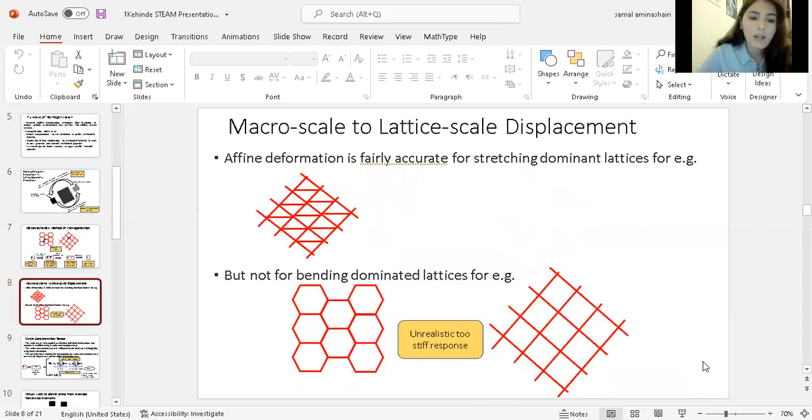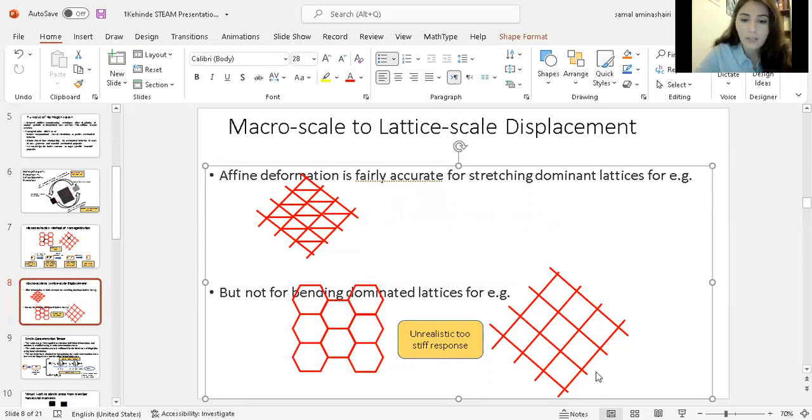According to us, how we connect the macro scale boundary strain to the lattice member deformation is a key aspect that determines the accuracy of the approach. We note a particular point here that the affine deformation does not work well for bending dominated lattices such as here. For the bending dominated lattice, using affine deformation gives an overly stiff and unrealistic response. Therefore, we introduce and calibrate a strain concentration tensor.